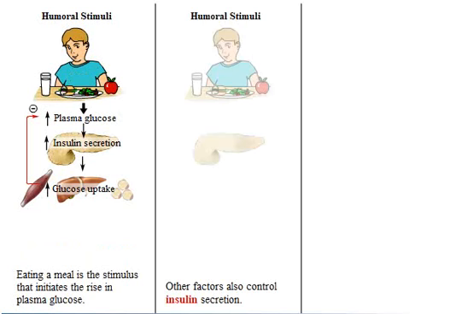Although blood glucose is the primary factor controlling insulin secretion, other factors also play a role. They include humoral factors like plasma concentrations of amino acids, hormonal factors like glucose-dependent insulinotropic peptide, GIP, and activity of the autonomic nervous system. Click on the pancreas to continue.